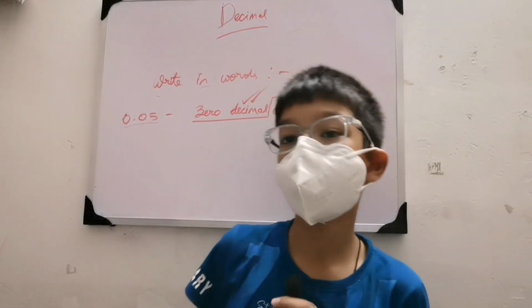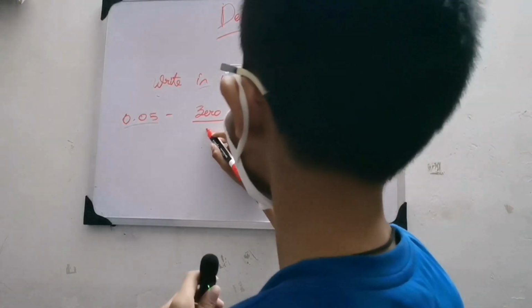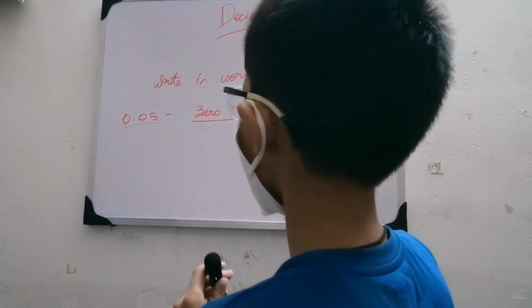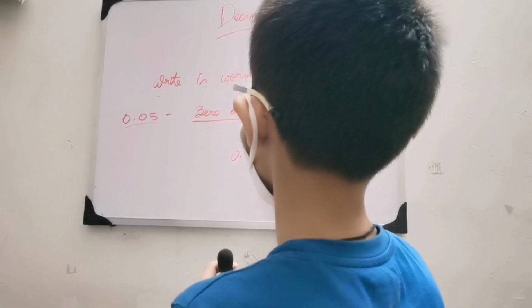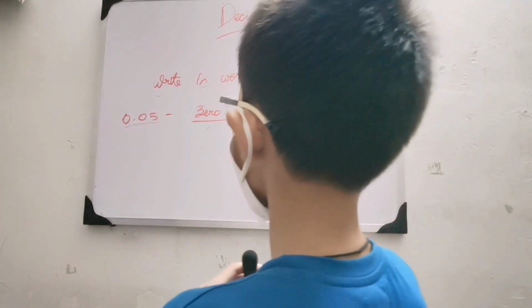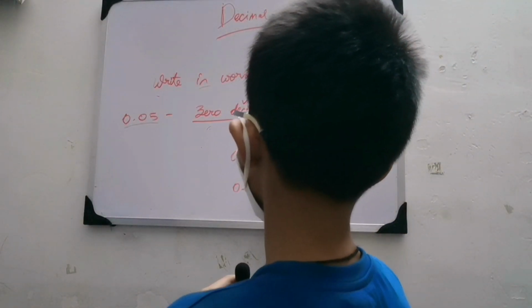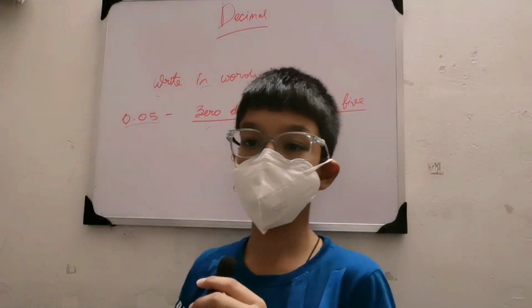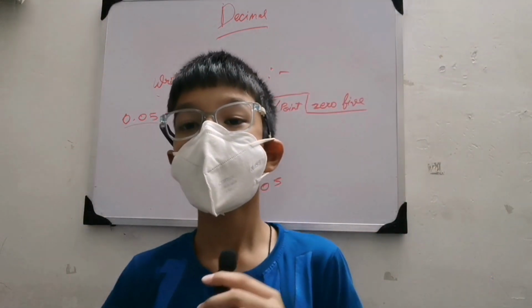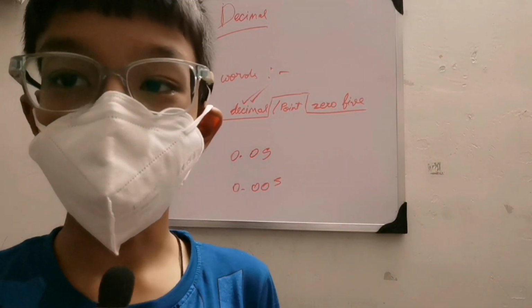Now they will also give you the reverse form. Say 0 decimal 05. You have to write it 0.05, 0.005. They'll give you guys questions like this. So now let's go for the exercise.